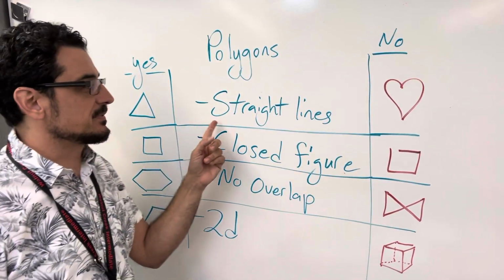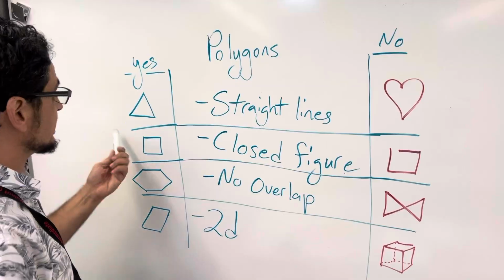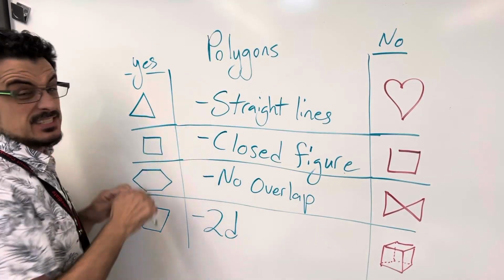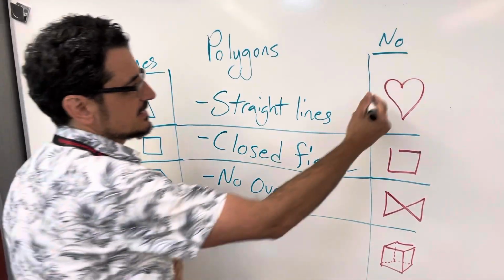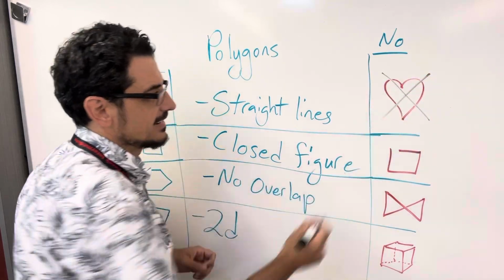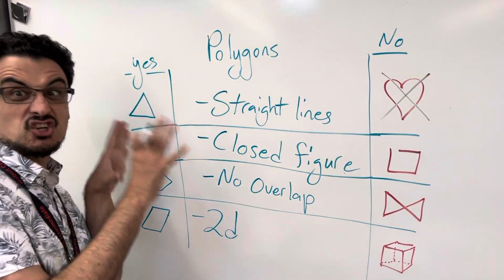So the first thing, it has to have straight lines. So yes, a polygon has straight lines, all right? It has no curved lines. This is not a polygon. Cross my heart, that is not a polygon, okay? Because it has curved lines.